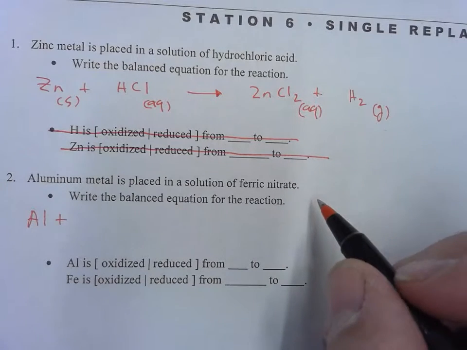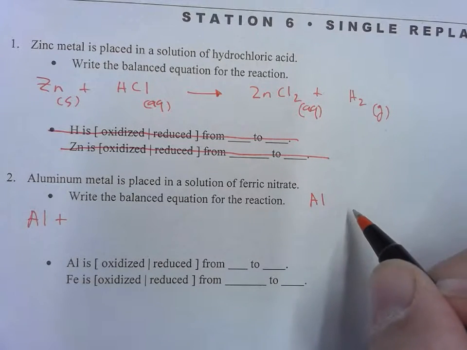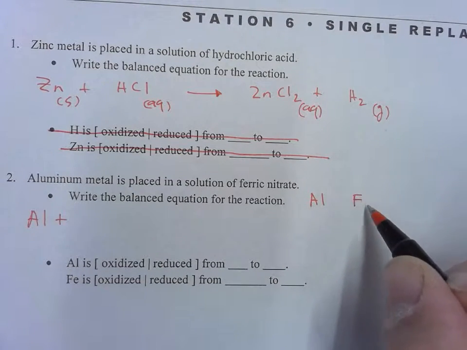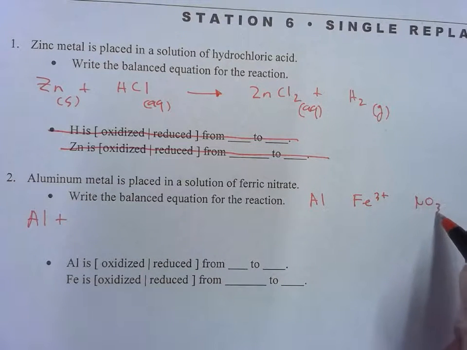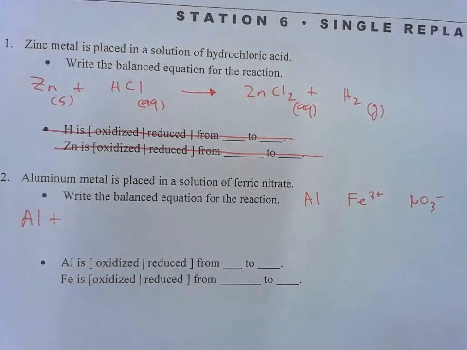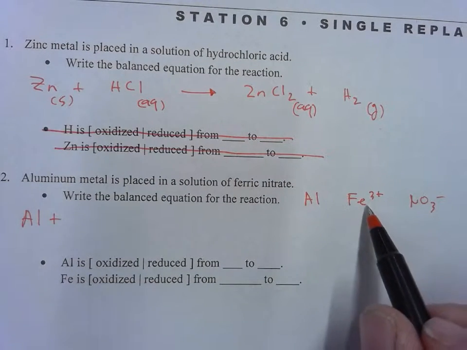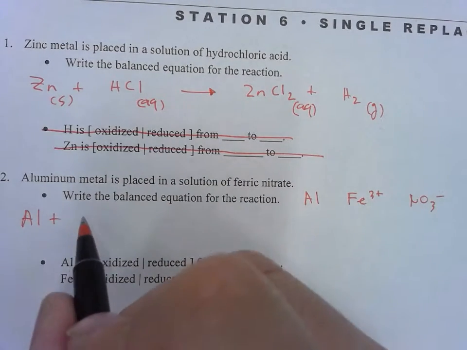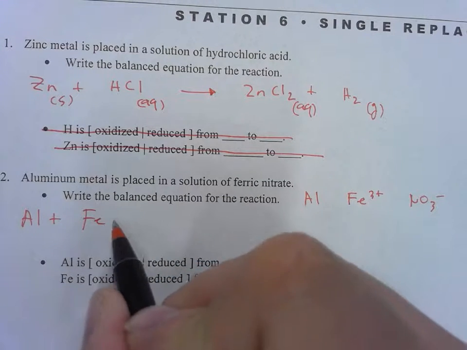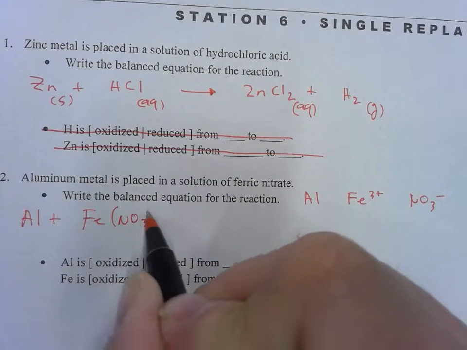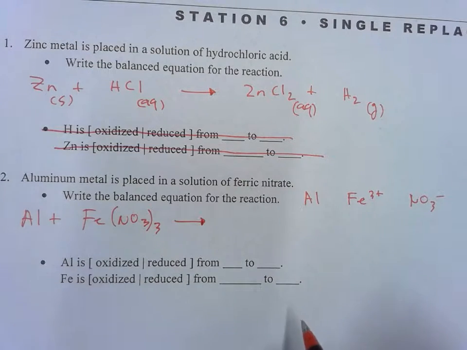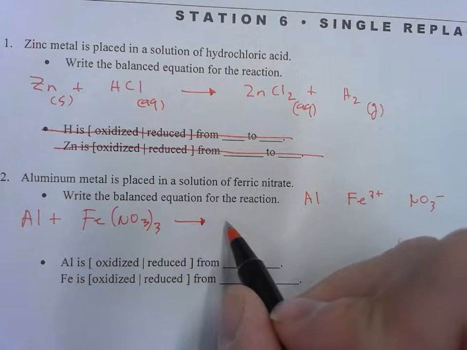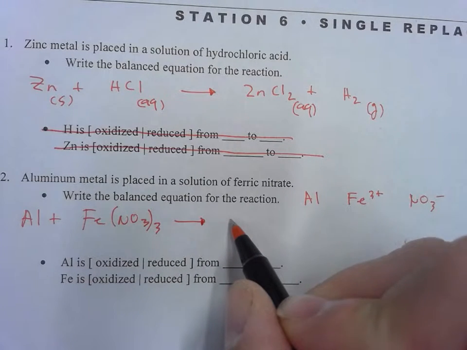So let's write these out. Al, Fe3+, and nitrate is NO3 minus. There's your ions. So ferric nitrate, Fe(NO3)3, and there's 3 of them. What happens? These guys switch. That's what happens. You end up with aluminum nitrate, which I've never heard of, but I guess it could happen maybe.